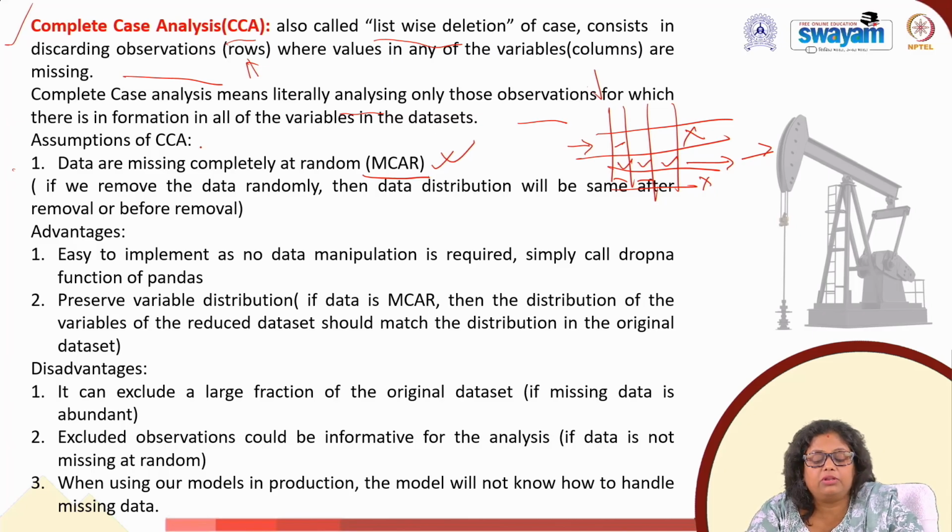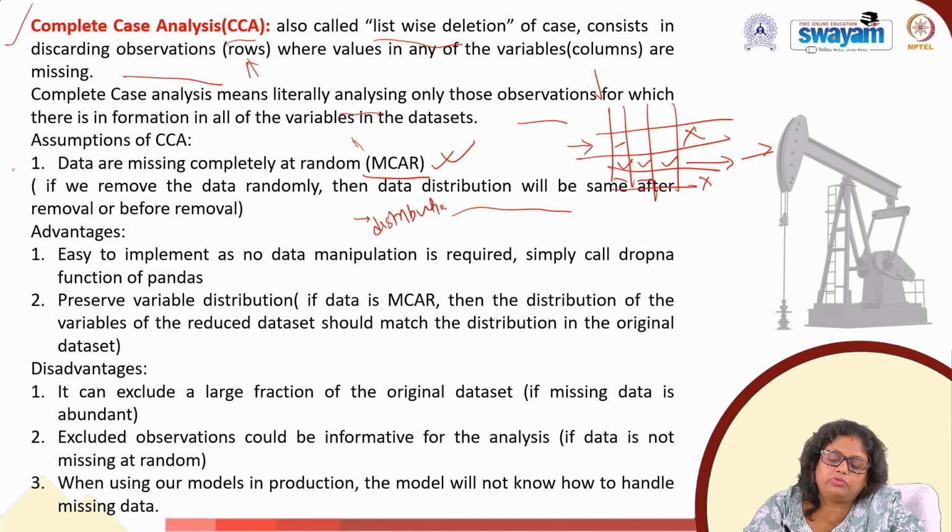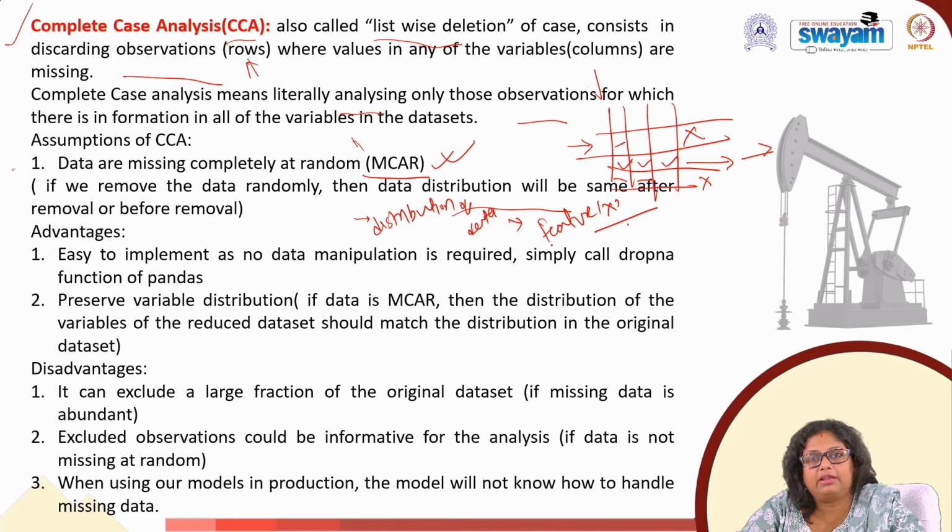If we remove the data randomly, then the data distribution before removal and after removal should be the same. So when we delete particular observations in the case of MCAR, we look at the distribution of the data for a particular column. Say I take some feature X. I will see the distribution of the feature before deletion and after deletion. If there is no change in the distribution, then my deletion is okay and it is not going to create any problem.